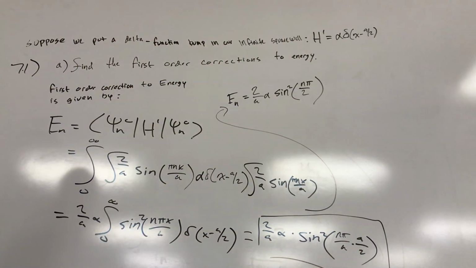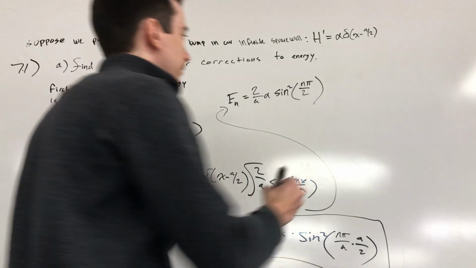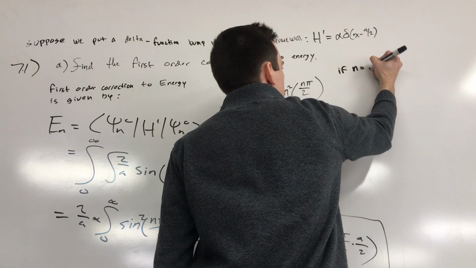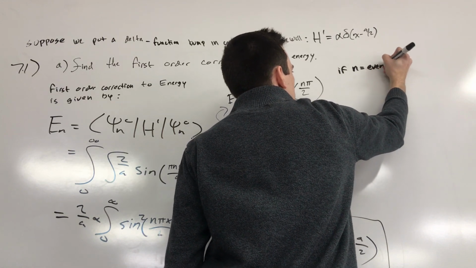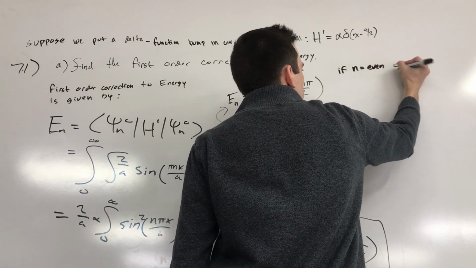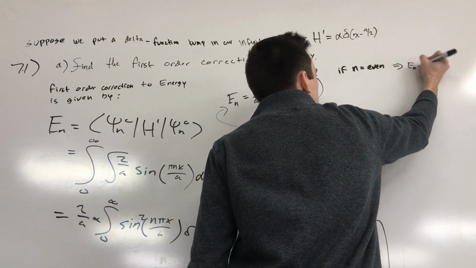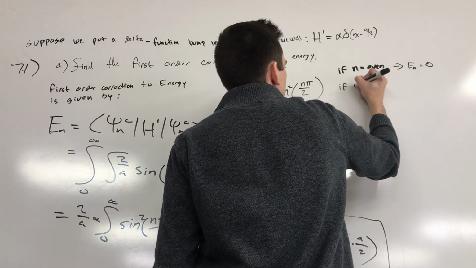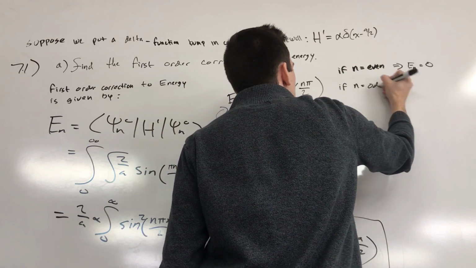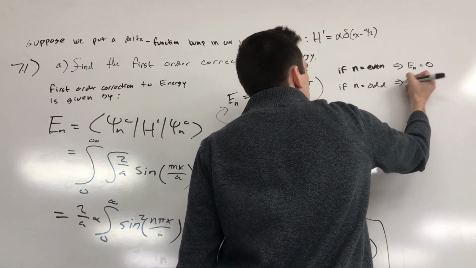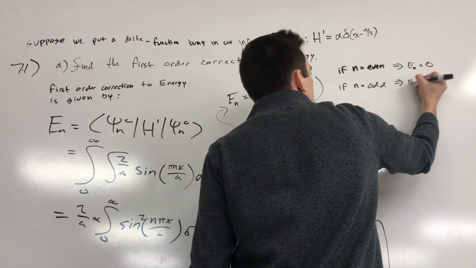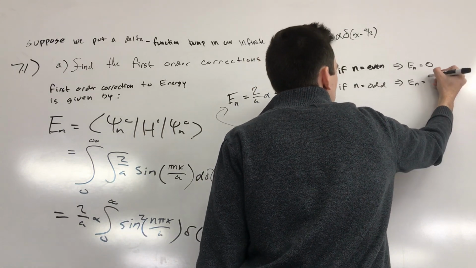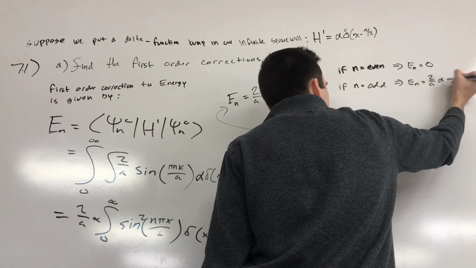So, if n is equal to an even number, we immediately know that E_n^1 is equal to 0. And if n is equal to an odd number, then we know that E_n^1 is going to go as 2 over a alpha.